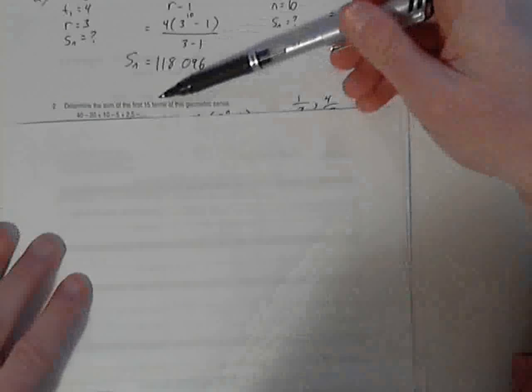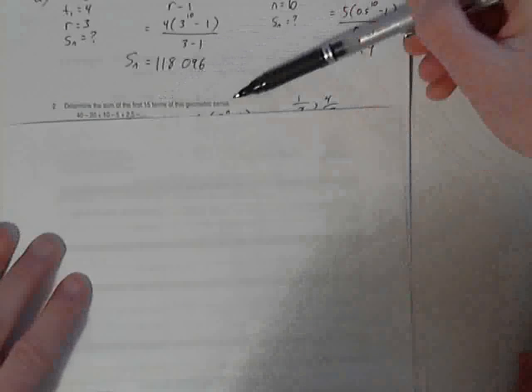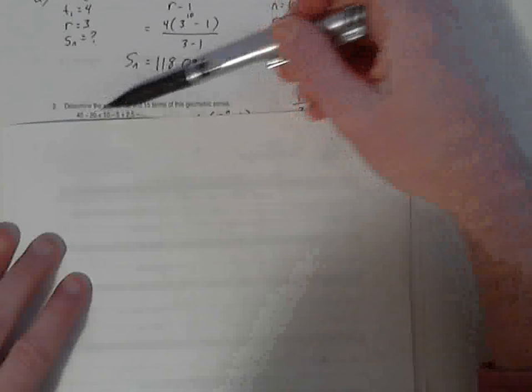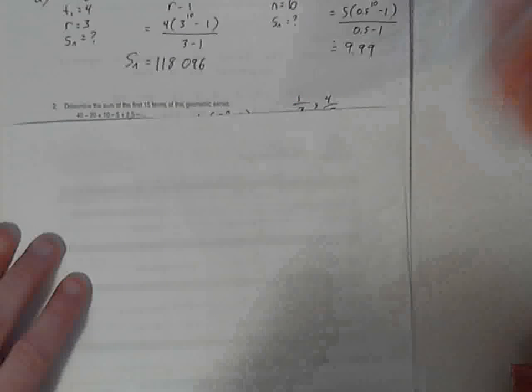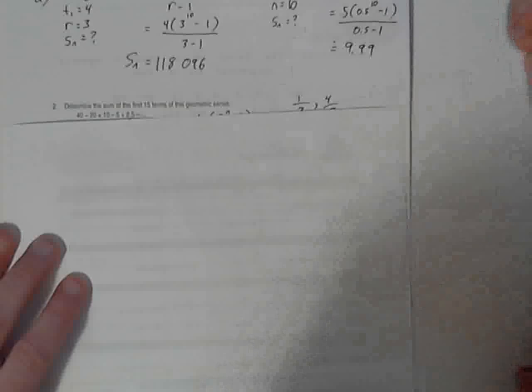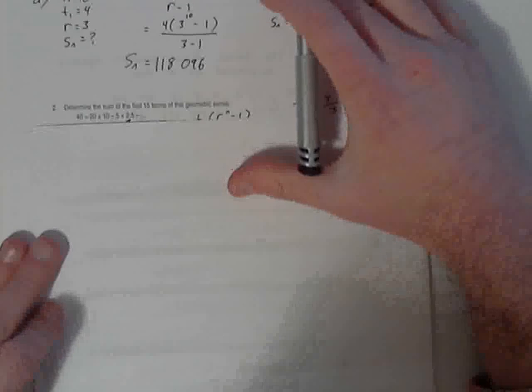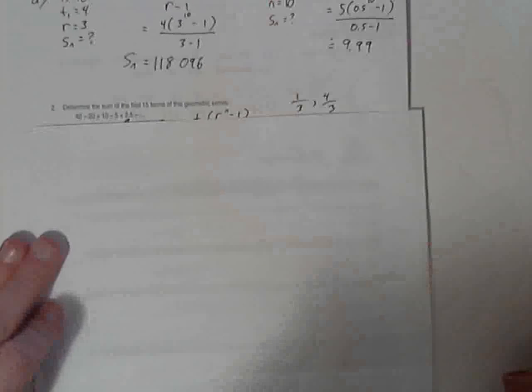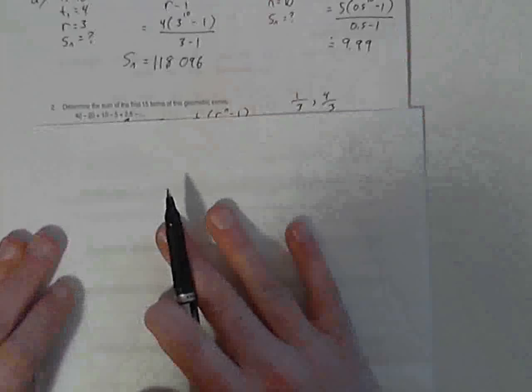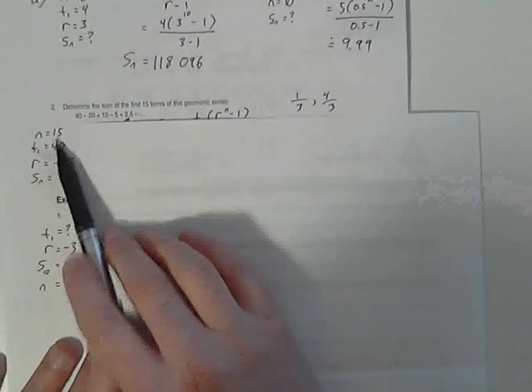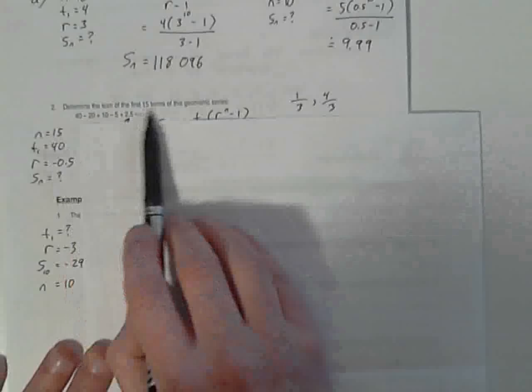Okay. I got these for our variables. n equals 15 from the question. We want 15 terms. Our first term is 40. Our r value is negative 0.5 or negative a half. Be careful with this one. It's not positive a half. It's not negative 2 or positive 2. Make sure you're calculating that right. So negative 20 divided by 40 should be negative a half. And we were looking for Sn.